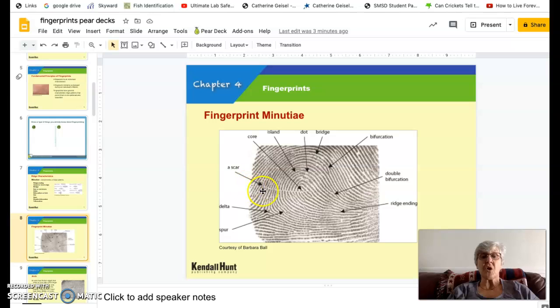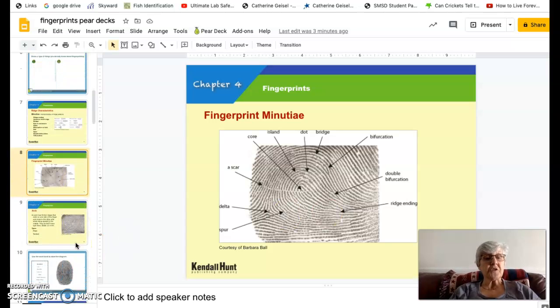You can see there's a scar in the fingerprint. The core is the central area of the part that goes around. So for a whorl, it is a complete circle. For a loop, it is not. An island is going to be a mark that's by itself. That's a dot. You can see the bridge. They are the vertical lines that intersect the horizontal lines. A bifurcation is the same as a fork. A double bifurcation is one that divides twice, and then a ridge ending is a piece that immediately ends.